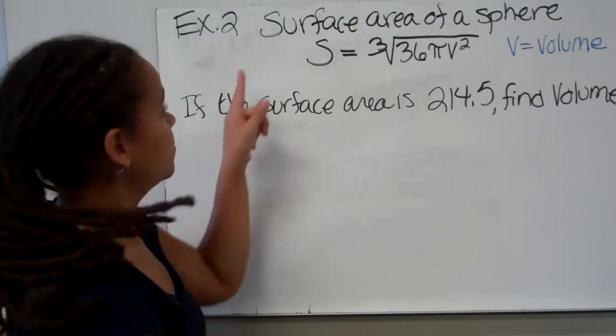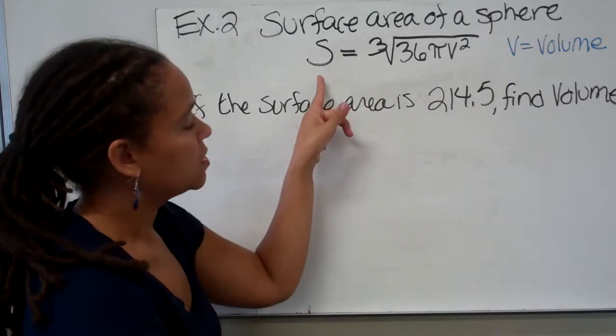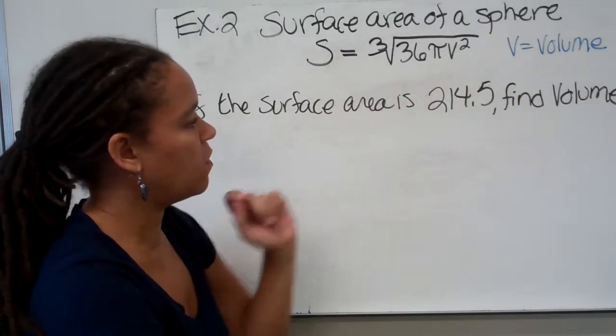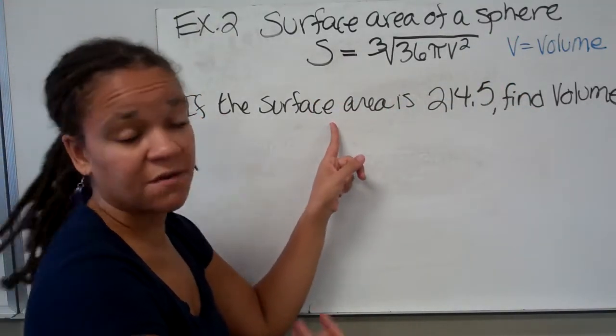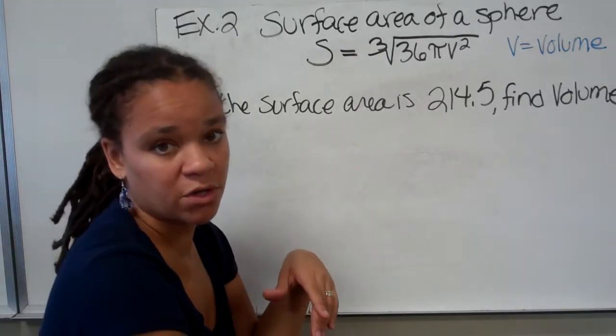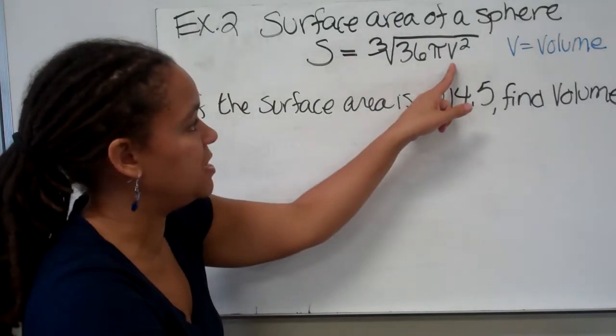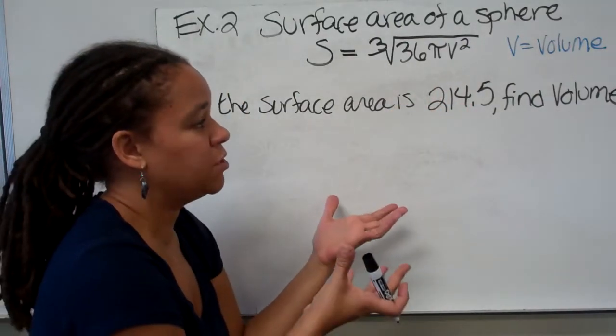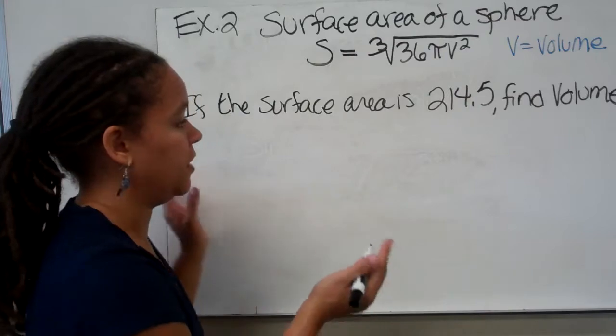Last example for today. Surface area of a sphere. So here is the formula, and V is the volume. If the surface area of something is 214.5, find the volume. So we want to figure out what V is. So we're going to see, how do we use this stuff? We're going to plug it all in and solve for V.